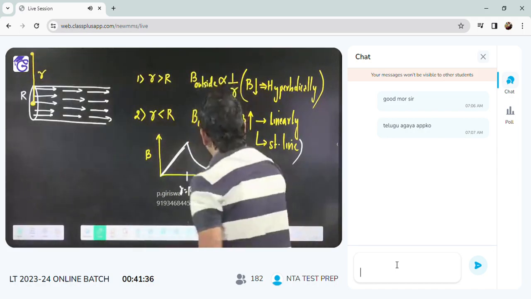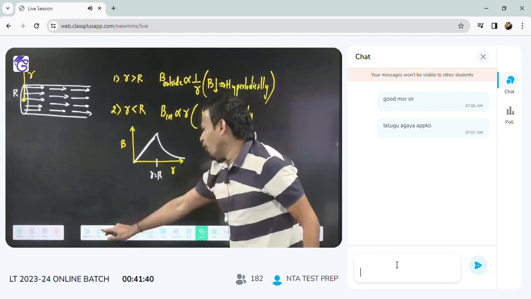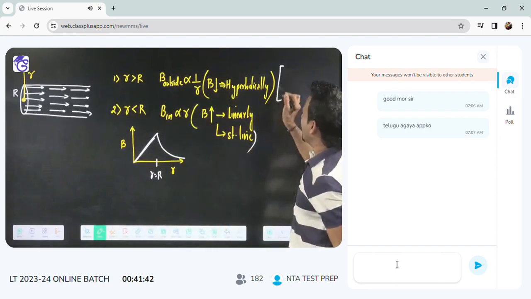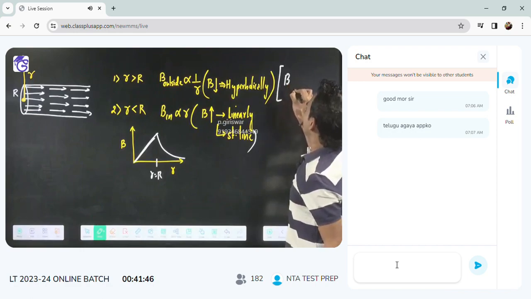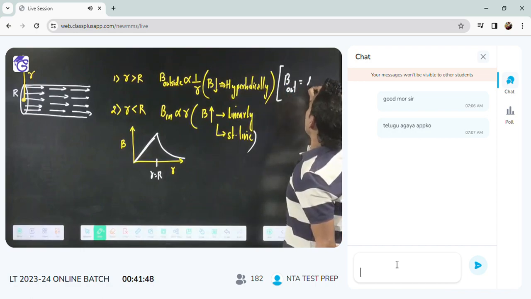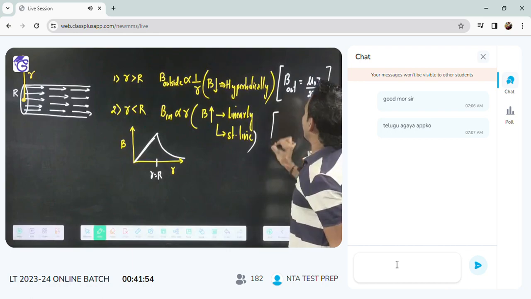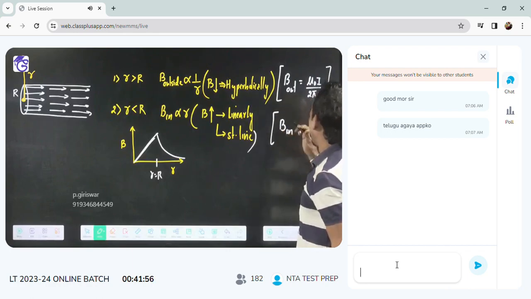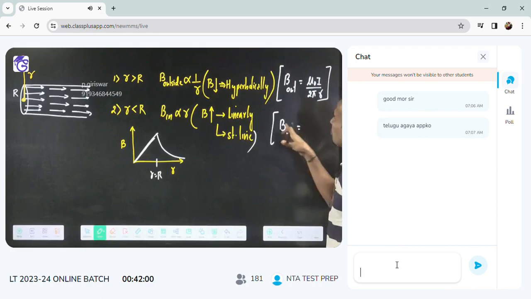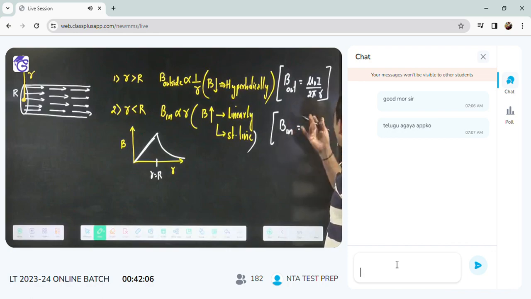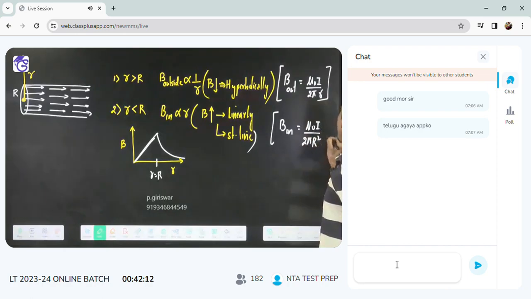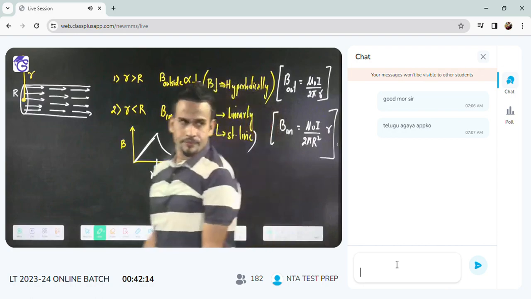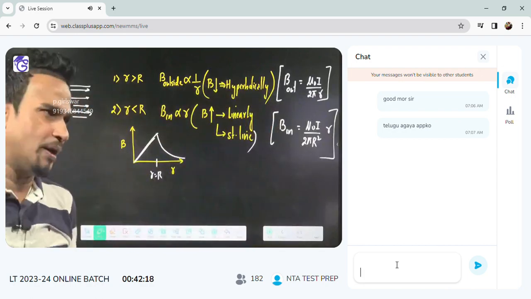If you want the exact value also I can write it, no problem, but the value will not be asked because the derivation is very complicated. Outside, the value of the magnetic field will come mu naught I by 2 pi r. Inside, the magnetic field value will come mu naught I by 2 pi R square into r. I'm writing it only if you wish, otherwise it is not required; we should not complicate things. Same as your solid sphere, if you remember.